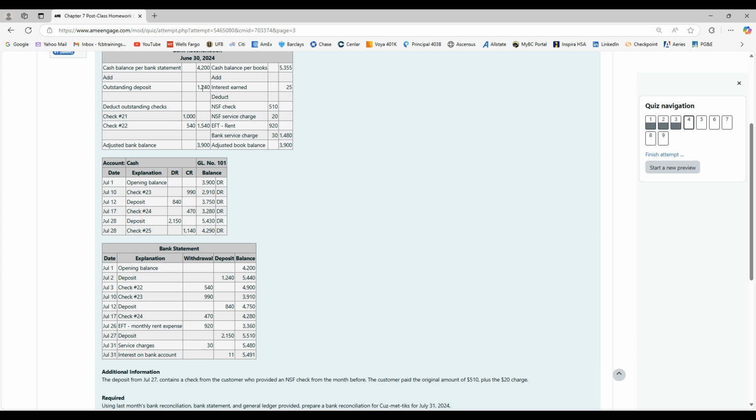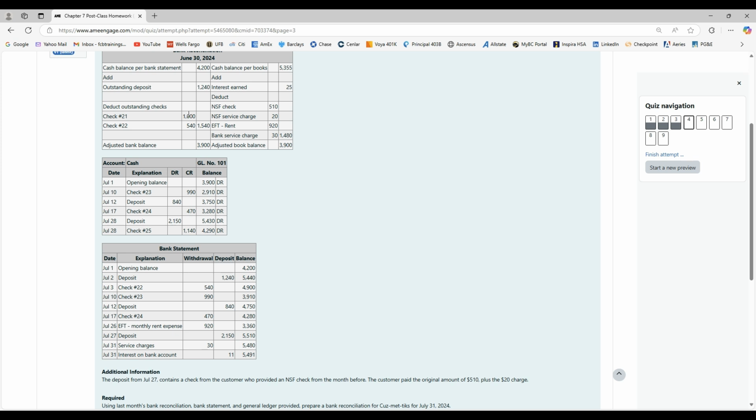So what did we have on last? We had outstanding deposits, so we should see that. Yep, there's that. So that we don't see that on the same. That's a difference, but we already captured that difference last month, so that was just a timing difference. And the 1,000 and the 540. Here's the 540.